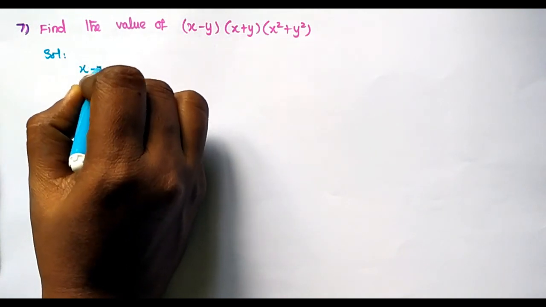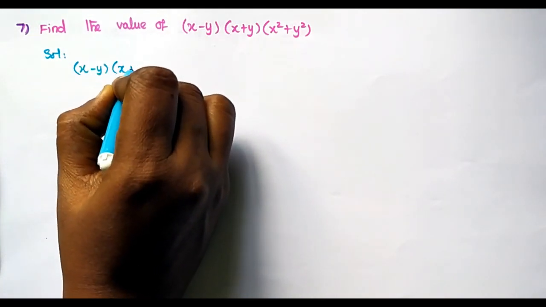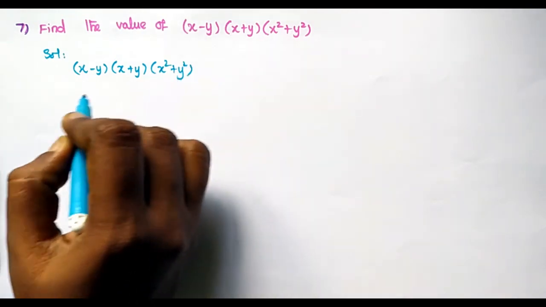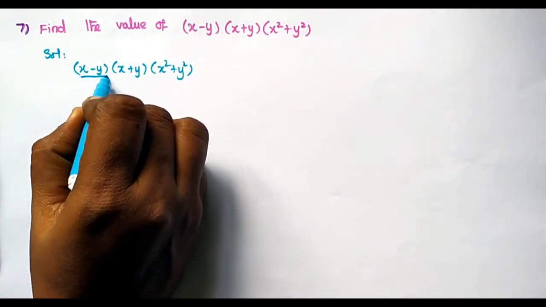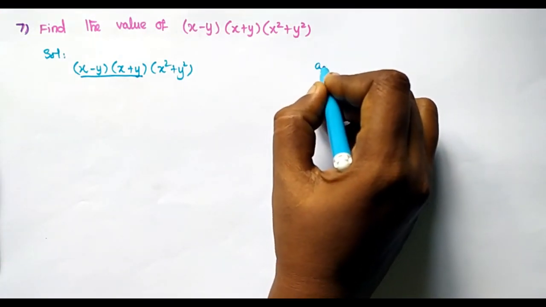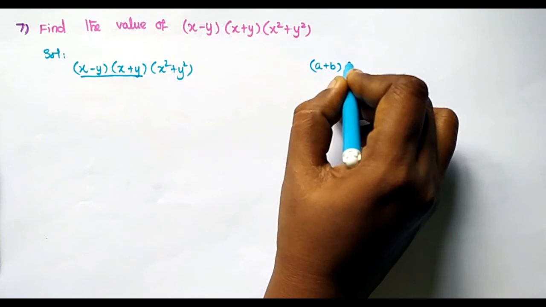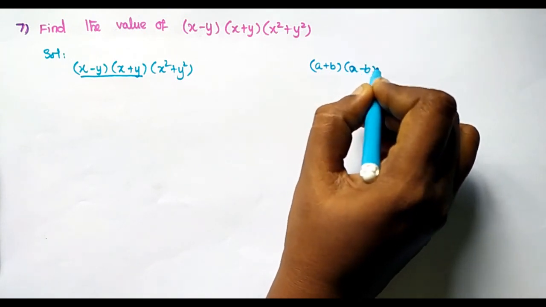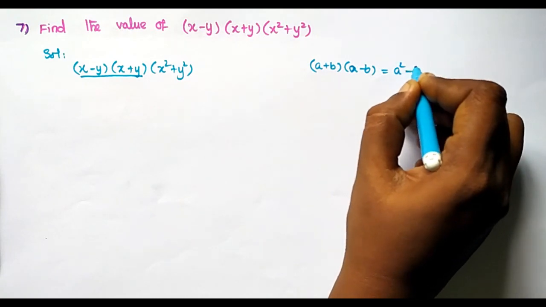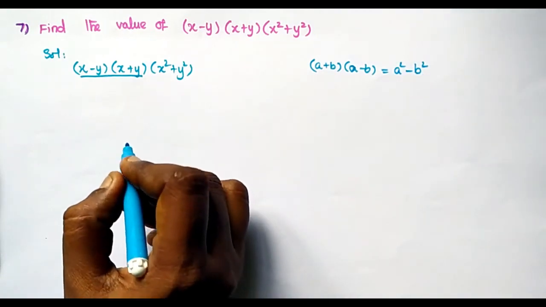X minus y into x plus y into x squared plus y squared. Listen, these two terms are in a plus b into a minus b format. What is a plus b into a minus b? a squared minus b squared.